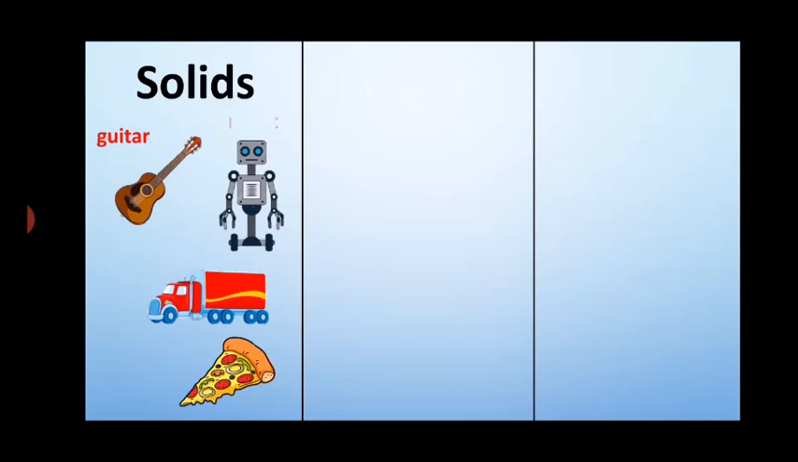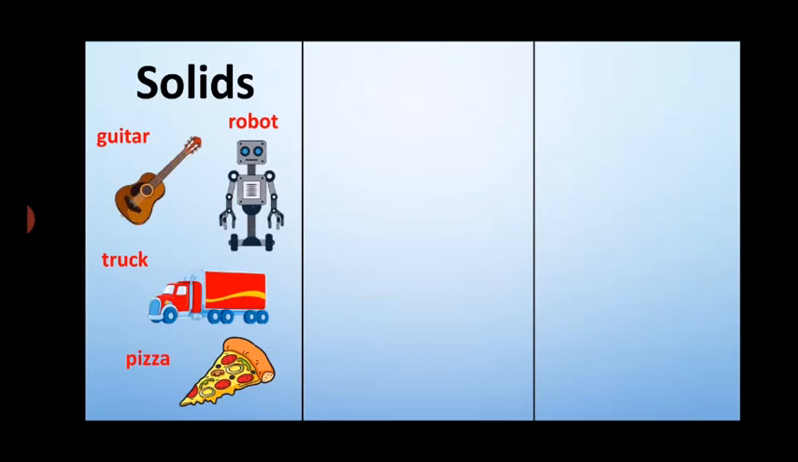Look at this robot here. It is a solid. Look at the truck here. The truck is an example of solid. And what about this slice of tasty pizza? It is also solid. Okay, so solids have their own shape. That is why they are called solid. They do not change shape when you touch them or when you put them in a container. So these are all examples of solid.